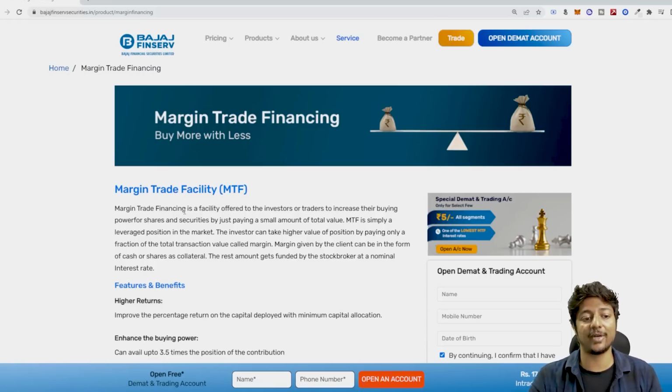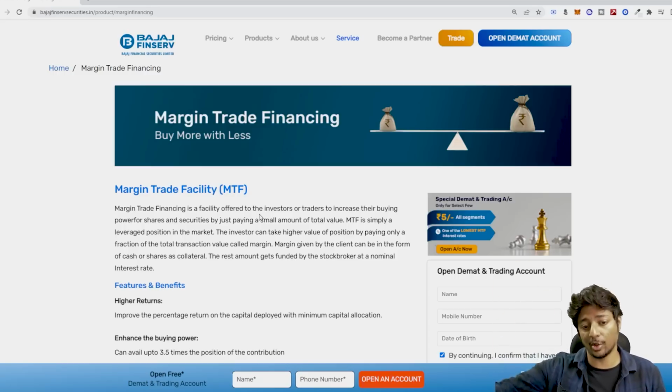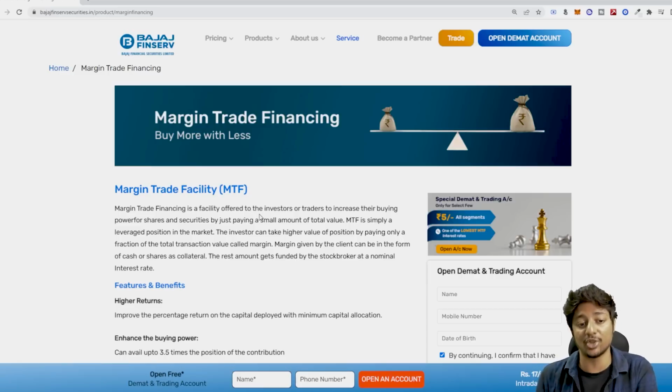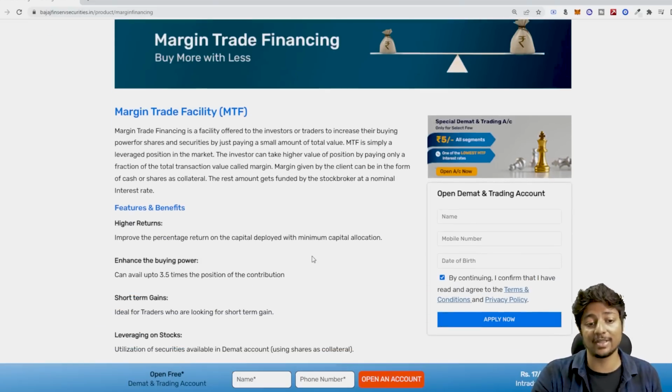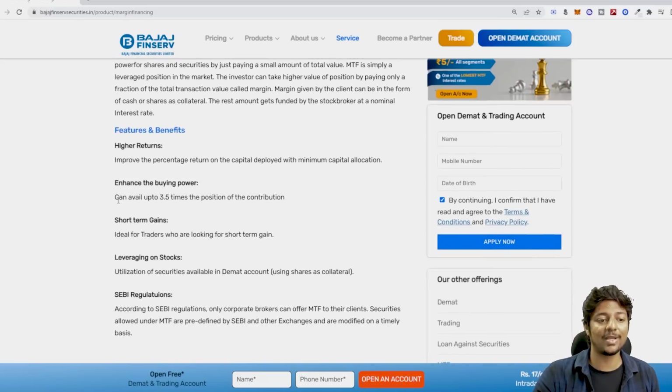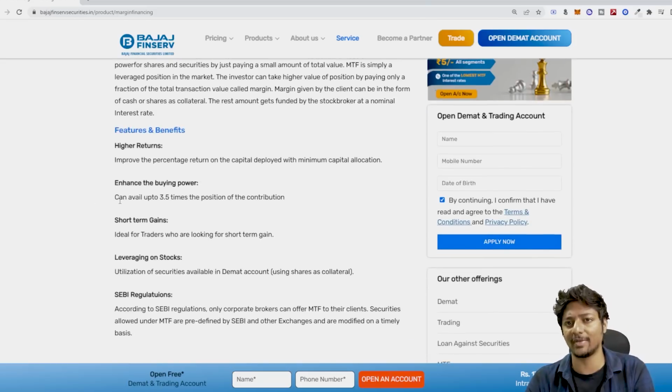Now, margin trade financing or facility is basically a facility offered to investors or traders to increase their buying power of shares or securities by paying a small token amount. So basically, it's a leveraged position. I can pay a small amount upfront and get a massive position on top of this, right? To explain in simple terms, whatever this extra position I'm getting is called margin. So either I can give cash or I can give my current stocks as collateral and then get a higher amount to trade with. Now, basically, you can avail up to 3.5 times the position of your contribution. So whatever you give, you get 3.5 times of it.